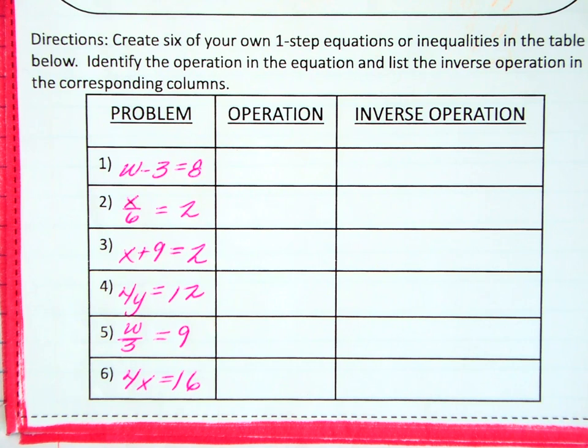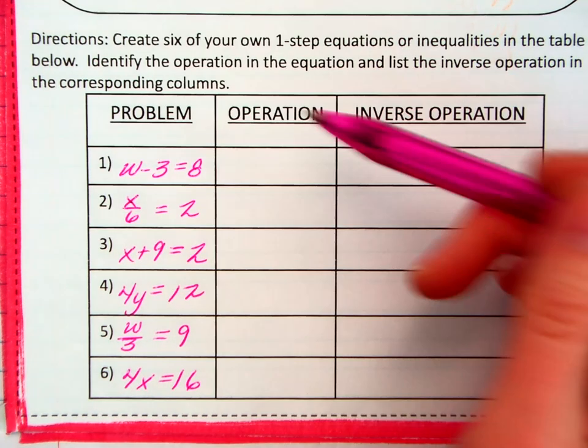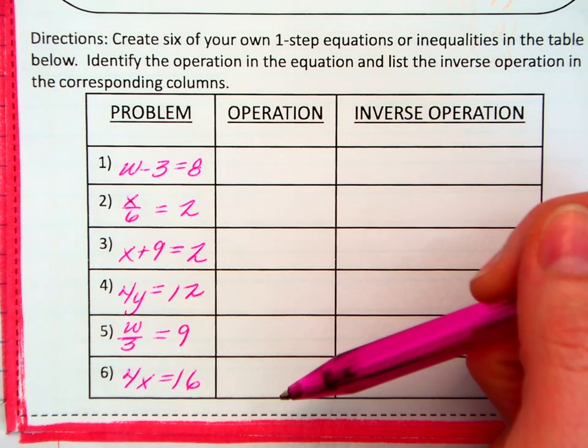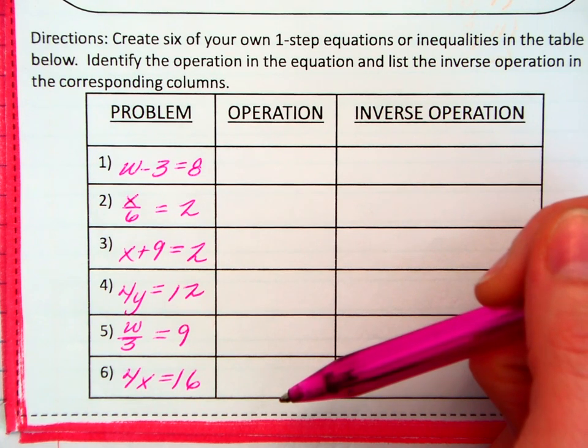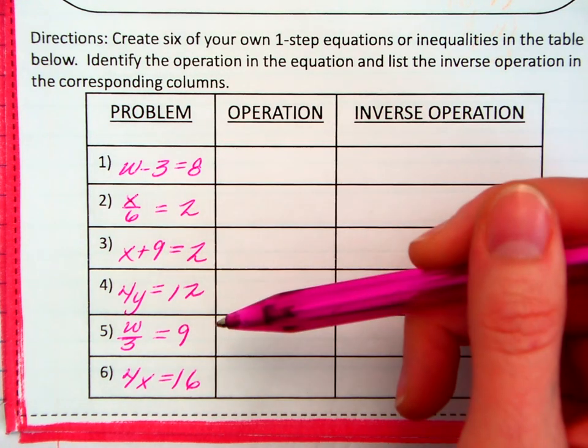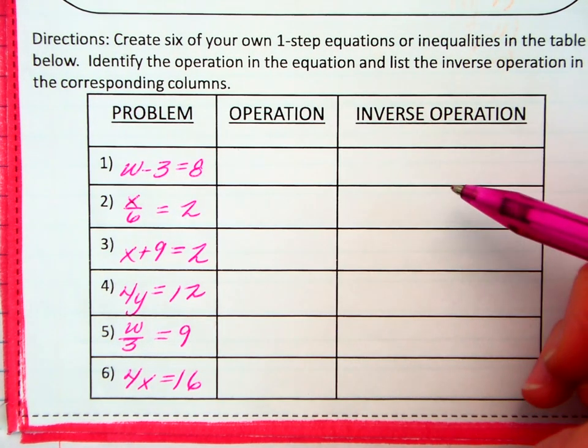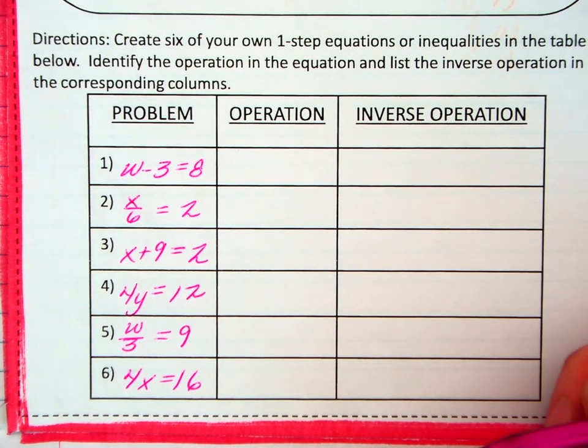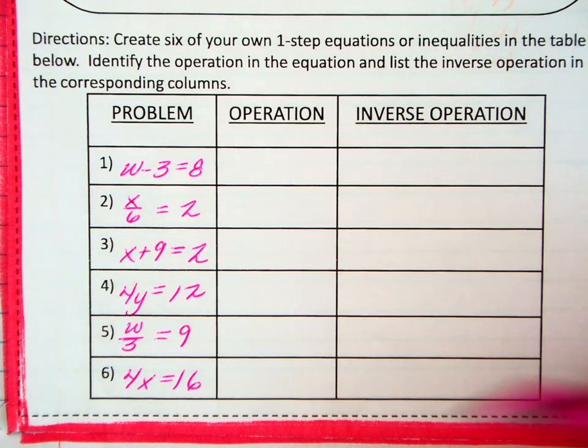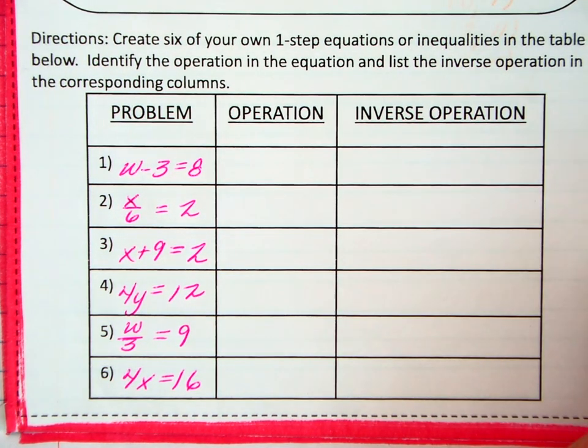Pause the video, fill this in, determine what is the original operation that is occurring between the variable and the other add-ins or terms, and then determine what would be the opposite operation that would undo the original operation. Pause the video, try those out.